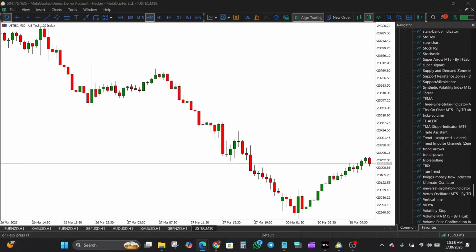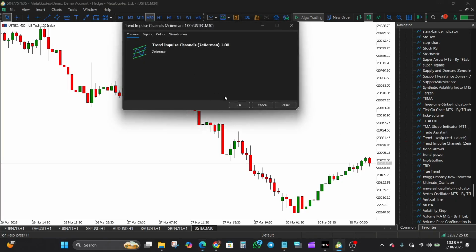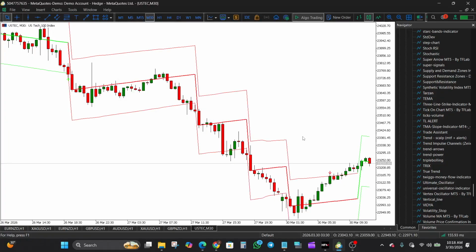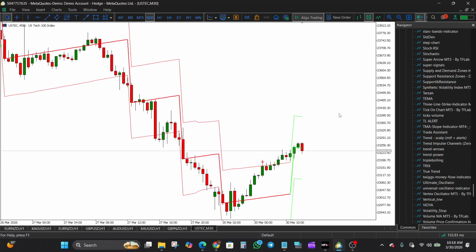All right, so let us start by adding the indicator to the chart. Here we go, just drag and drop. All right, so this is how the indicator looks. You can see that the indicator helps us to plot dynamic price channels on the chart, and by doing so we are able to quickly identify the prevailing trend direction.